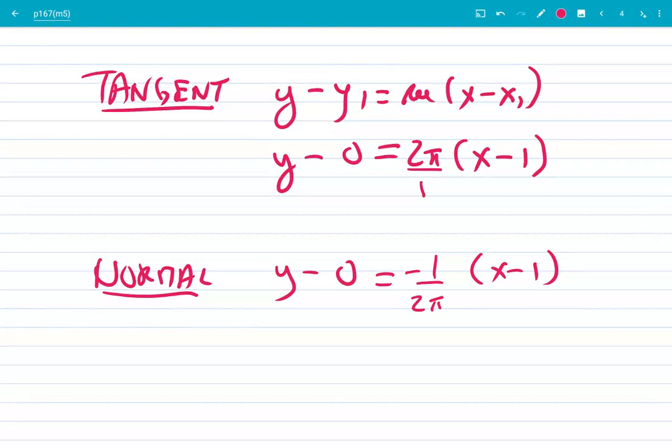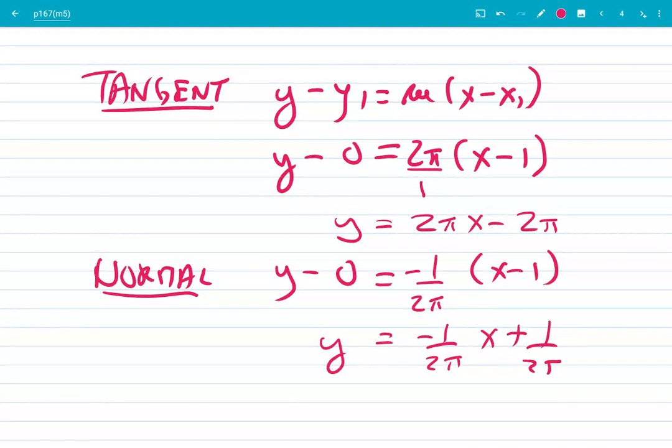Remember, perpendicular lines, their slopes are related as negative reciprocals of each other. Now, I guess you could simplify a little bit here. The tangent line is y equals 2 pi x minus 2 pi. And the normal is y equals negative 1 over 2 pi x plus 1 over 2 pi, if you want to write it in mx plus b form, but you don't have to. You could leave it like that.